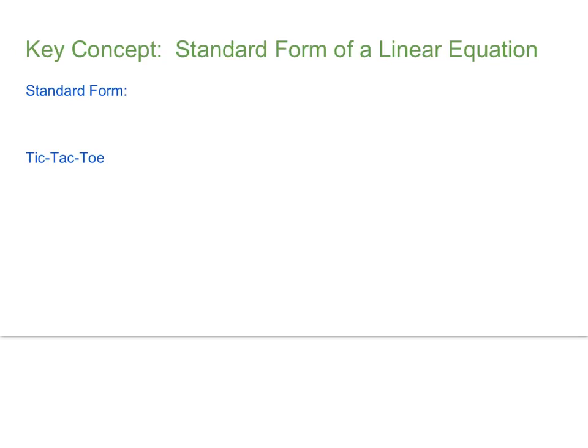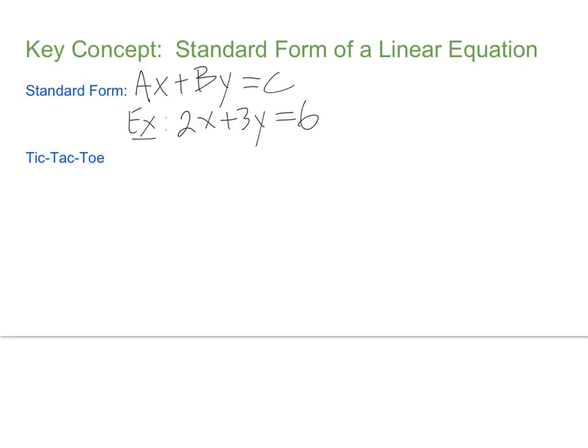Key concept: standard form of a linear equation. Standard form is ax plus by equals c. As an example of standard form, notice first of all that both the x and the y are on the same side of the equation. An example might be 2x plus 3y equals 6. And notice that here a is 2, b is 3, and c is 6.